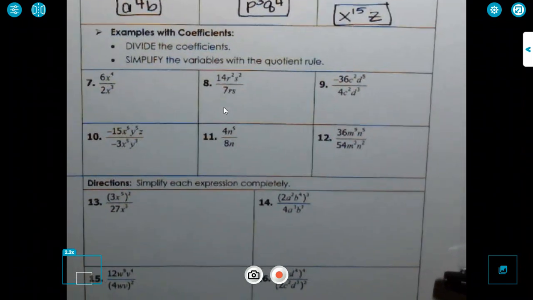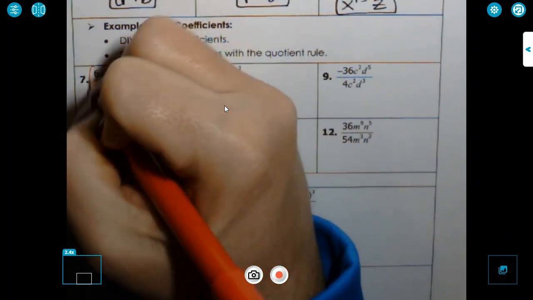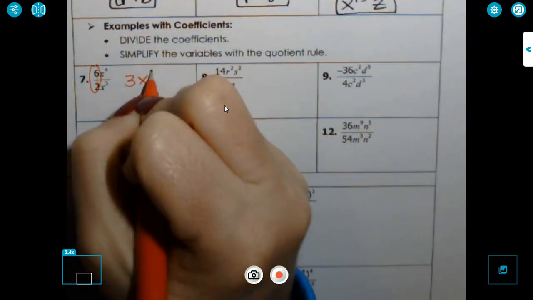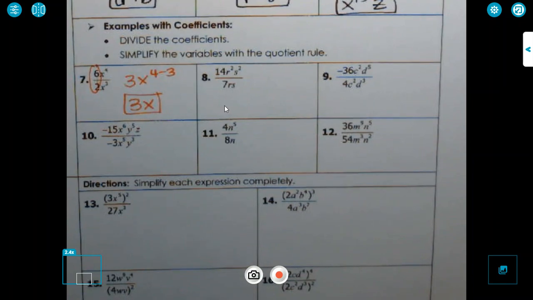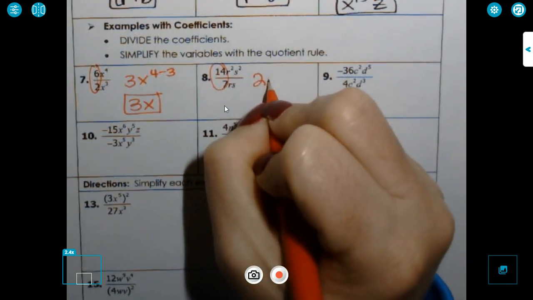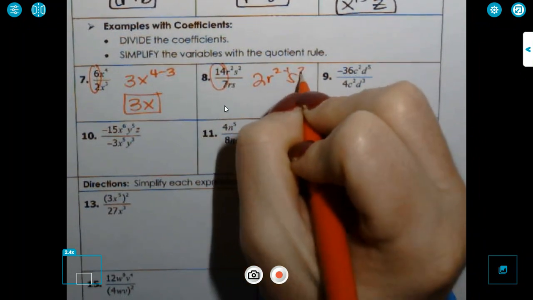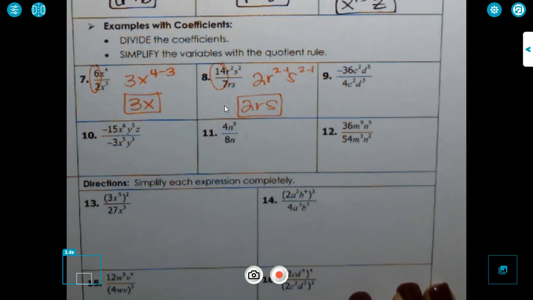All right, so here we go. Starting to divide our coefficients, and then use the quotient rule on your variables, all right? So 6 divided by 2 right here gave me 3, and then it's x to the 4 minus 3, so that's just 3x to the first, or just 3x. All right, 14 divided by 7 gives me 2, r to the 2 minus 1, s to the 2 minus 1, so that's 2rs.